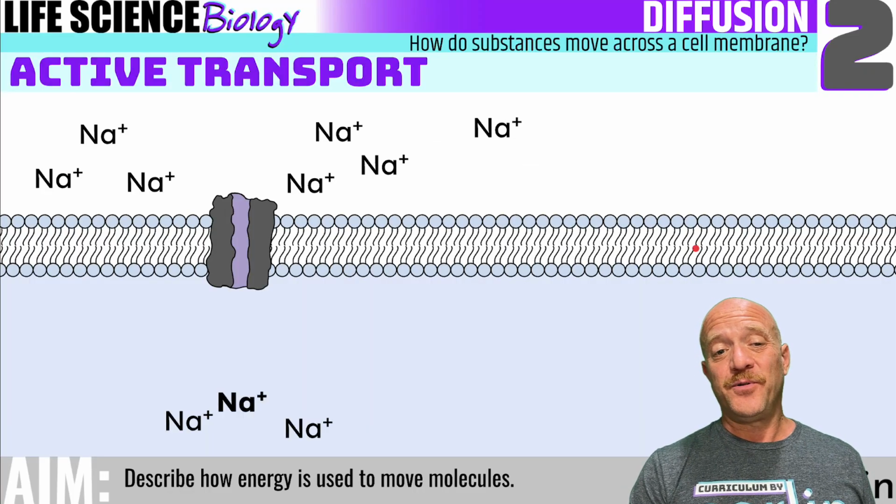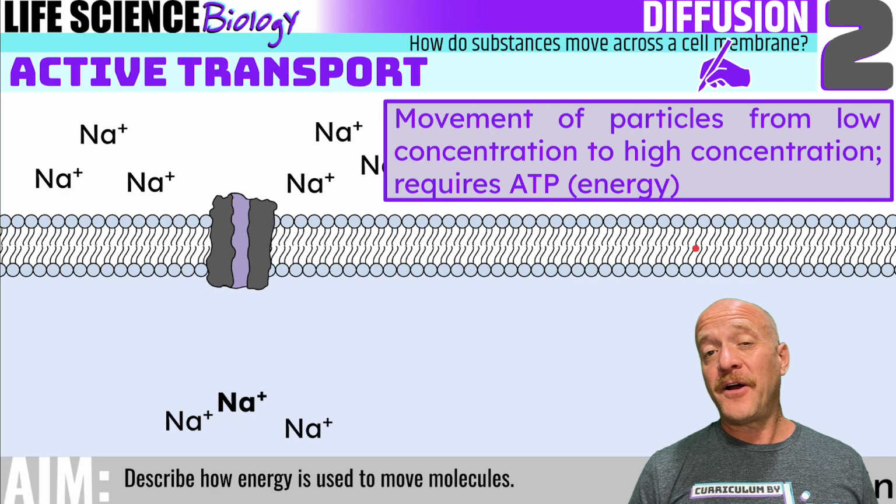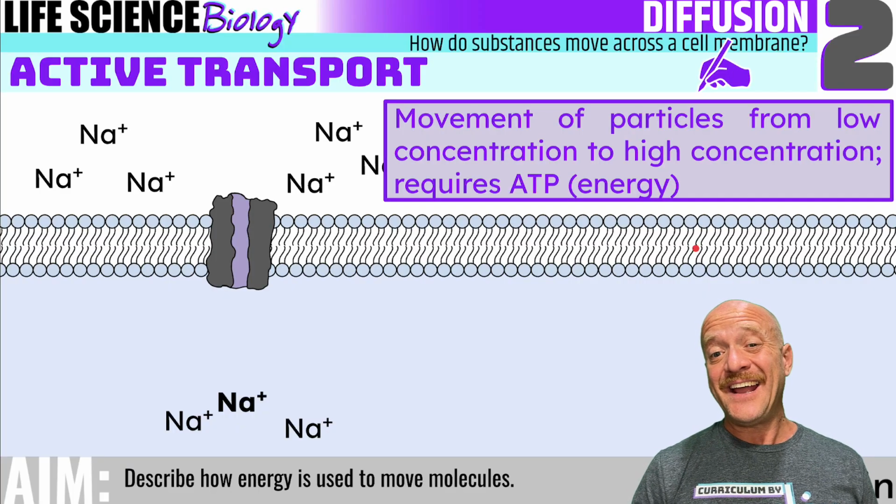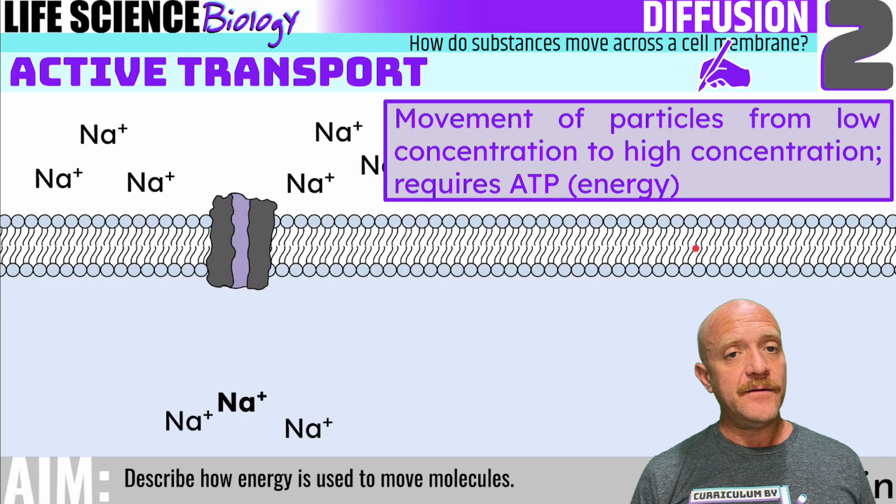So active transport is the movement of particles from low concentration to high concentration. We are going against the concentration gradient, and this requires ATP, or energy. Now, there's a whole bunch of imagery down here in this model.